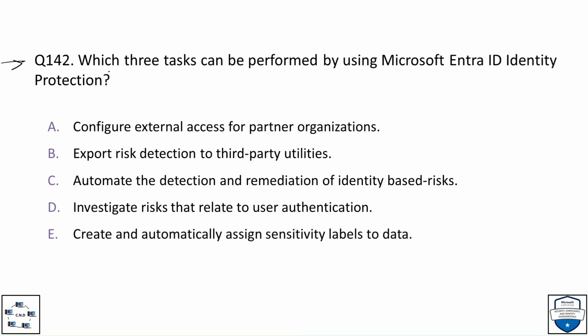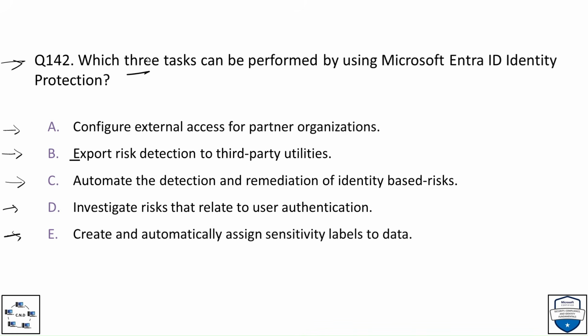Question number 142, which three tasks can be performed by using Microsoft Entra ID Identity Protection? Option A, configure external access for partner organization. Option B, export risk detection to third-party utilities. Option C, automate the detection and remediation of identity-based risks. Option D, investigate risks that relate to user authentication. And option E, create and automatically assign sensitivity labels to data. So we have to choose three options.